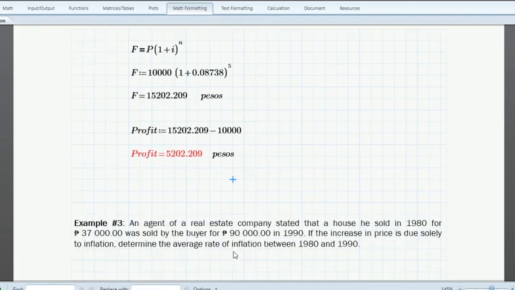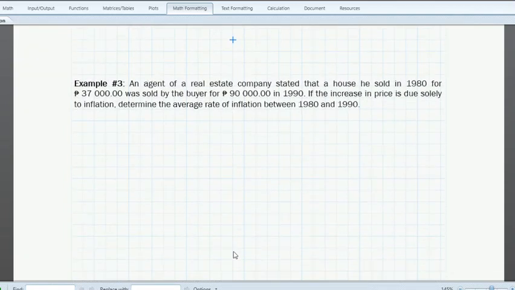So, we have here another example, which is an agent of a real estate company stated that a house he sold in 1980 for 37,000 was sold by the buyer for 90,000 in 1990. If the increase in price is due solely to inflation, determine the average rate of inflation between 1980 and 1990.